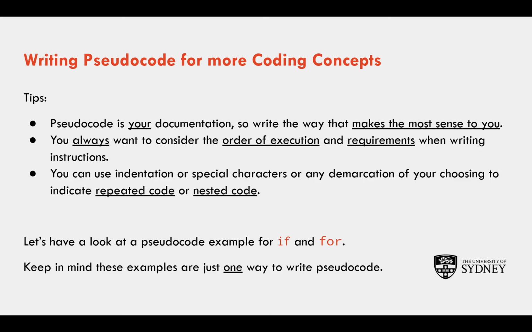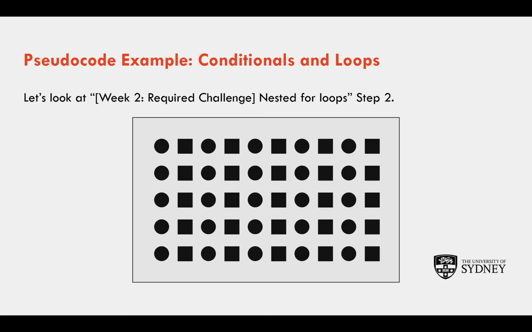You always want to consider the order of execution requirements if you are using these advanced concepts. And you can use indentation and special characters or whatever demarcation you're choosing to indicate repeated code and nested code. So I'm just going to show you some examples of one way to do if and for loops. Keep in mind that it's just one way to write it, and there's much simpler ways to do it if that's what you want. So I'm going to be looking at this one from week 2, which has nested for loops and a nested if statement.